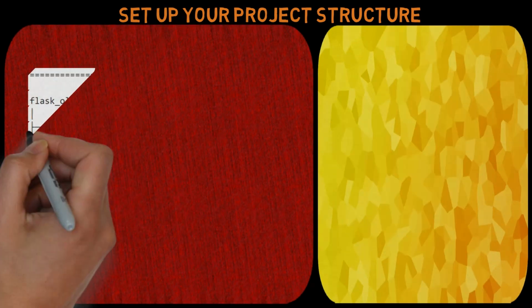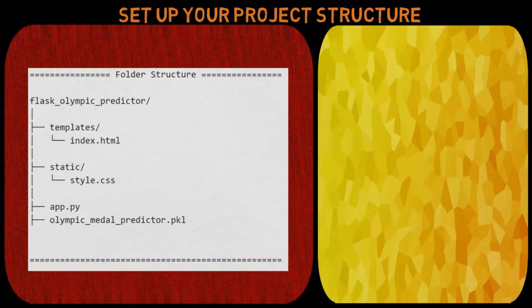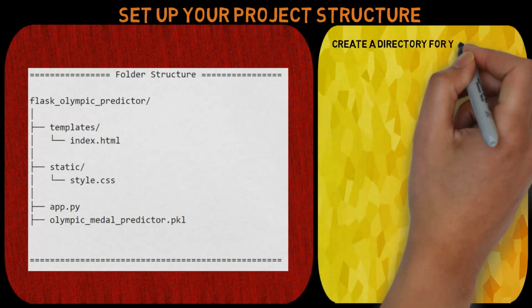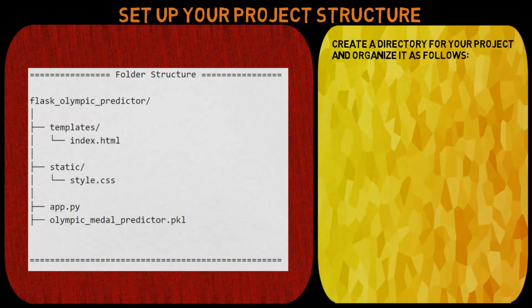Setting up your project structure. Let's start by setting up the project structure. First, create a directory for your project and organize it as follows. Flask Olympic Predictor. This is the root directory of your Flask project. It contains all the necessary files and folders for the application.